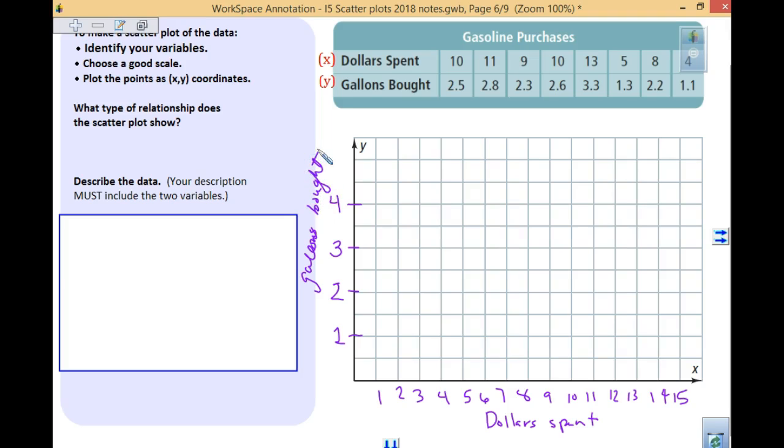Do any of you need to buy your own gas for your vehicles? Yes. Okay. Or your moped, right?